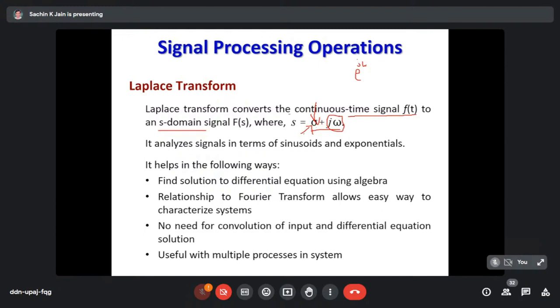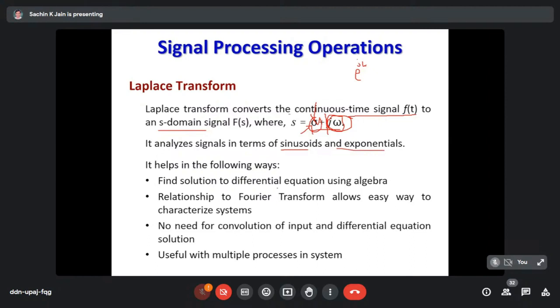So Laplace is a more general form of the Fourier transform, because the Fourier transform translates f(t) into only the j omega form, and Laplace considers the exponential term also. I have a visual way to explain that. So it analyzes a signal in terms of sinusoids and exponentials. Now, how does it help? It helps in the following ways.